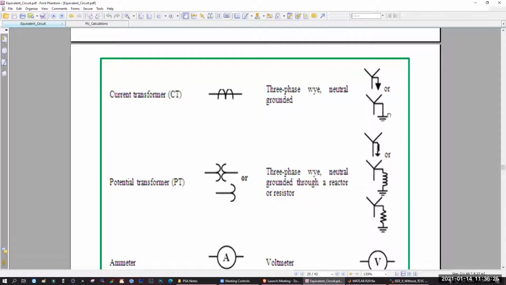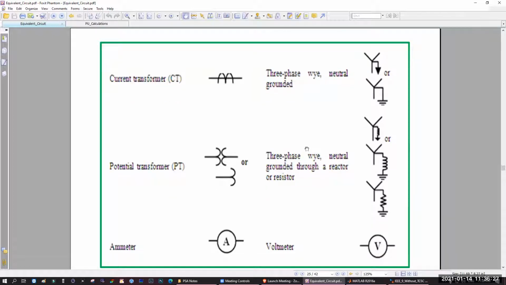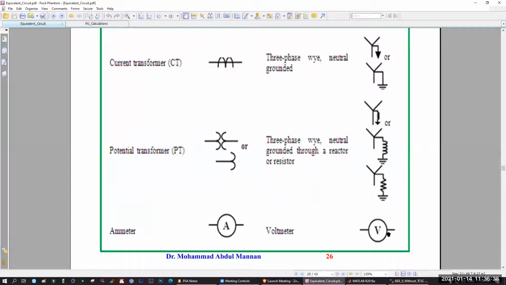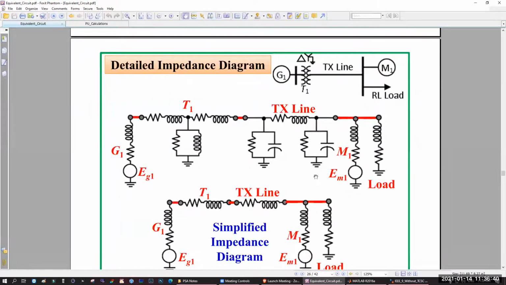This one is grounded. This one is also grounded. This one, three phase Y connection, neutral is grounded through a reactor or through a resistance. Okay. This is an ammeter. This is a voltmeter. Now, detailed impedance diagram.